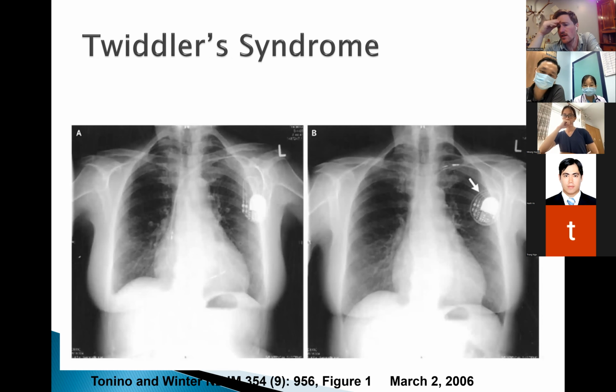Then there's something called Twiddler syndrome. And so Twiddler syndrome is when those wires coil up on themselves. So we can see by the arrow, these wires have all of a sudden started to coil around the pacer. Sometimes these patients will complain of a shock in their arm or their arm is twitching because there's not appropriate conduction to the myocardium.